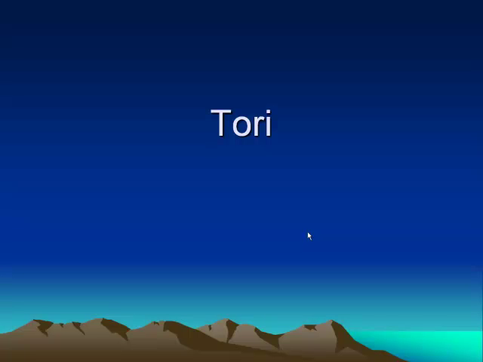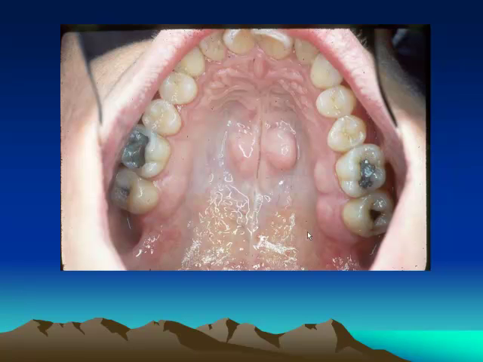Tori are a benign outgrowth of bone in the oral cavity. Care should be taken when placing the image receptor in the presence of tori, and it should not be placed directly on the tori. When a patient has maxillary tori, it is recommended to take a PA first, then bitewings.